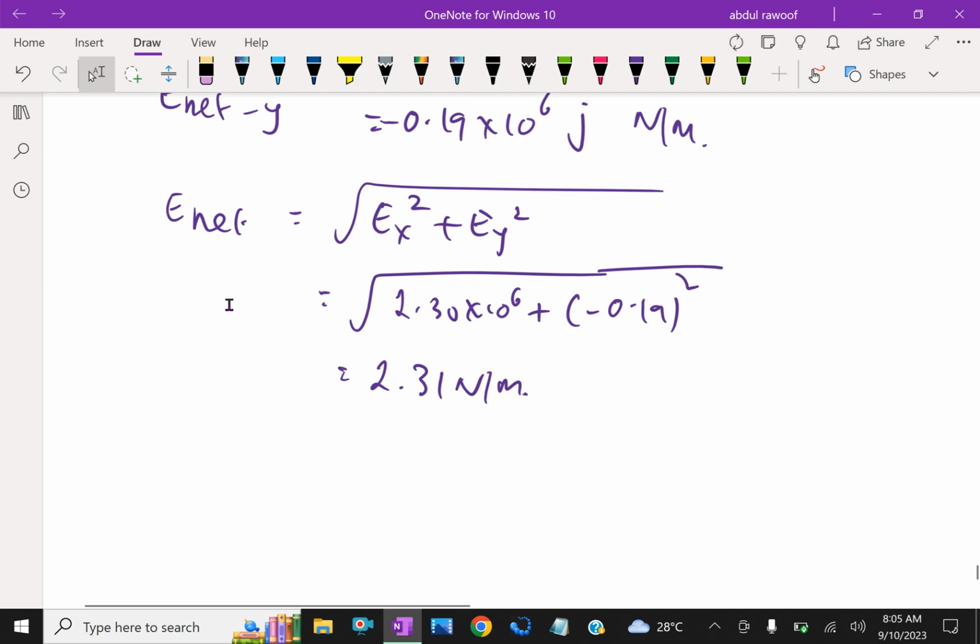We got E net, that is the electric field at net point P, because in the xy direction we got the resultant. We have done.